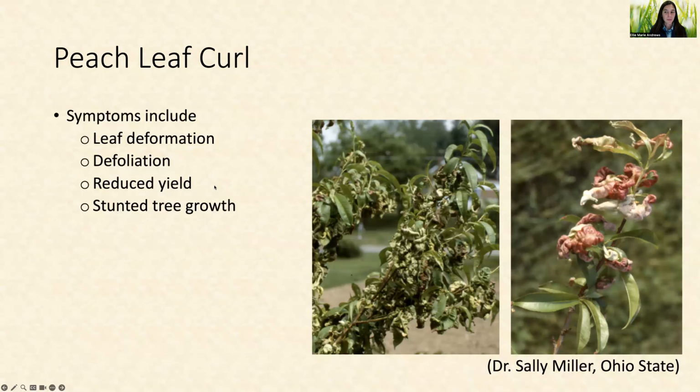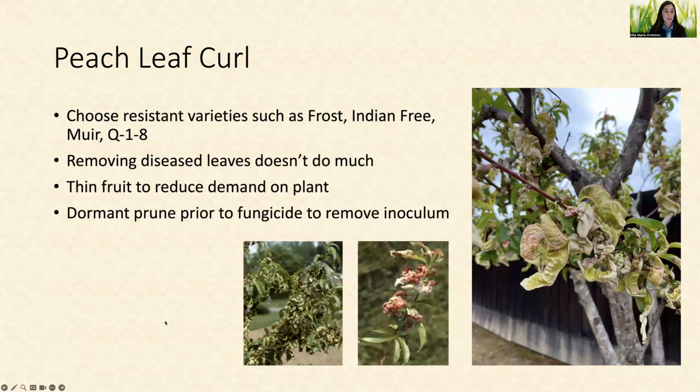Then as symptoms begin to develop a little bit more, you're going to see leaf deformation. In really severe cases, you're going to see a lot of defoliation, reduced yield, and ultimately stunted tree growth. I think especially in combination with other stressors, this can definitely kill trees. So it's just something to be aware of. Thankfully, there are some resistant varieties, like I mentioned earlier, including Frost. There's also other ones like Indian Free, Muir, and Q18, probably quite a few other ones out there.